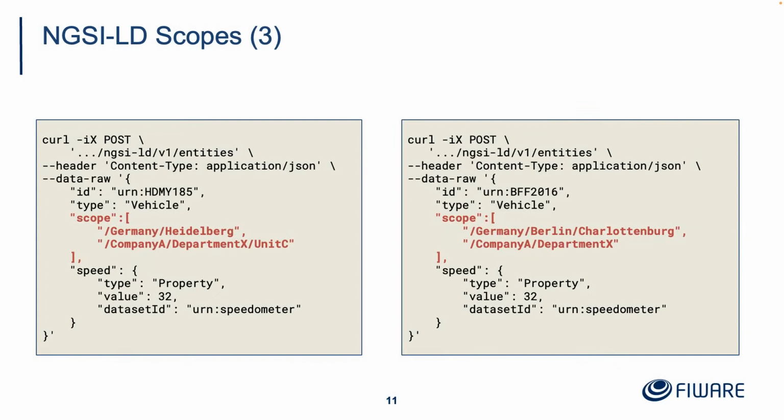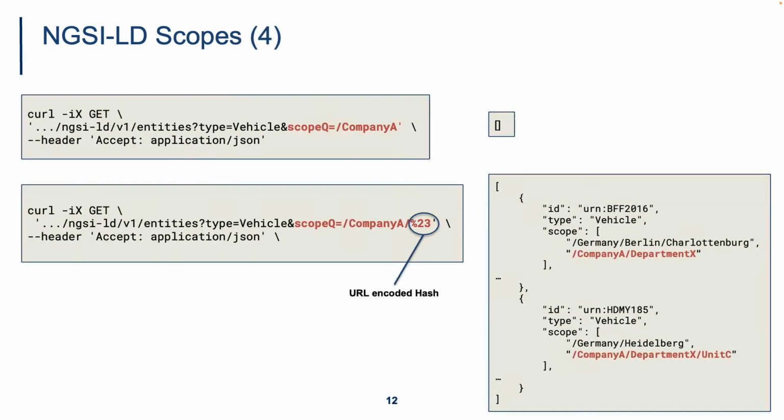You can see here when you are creating entities, you can just add scope like you add in ID or type. It is an optional parameter. If you don't need it, it will be the default scope, obviously, pretty much like the way the datasetId works. But you can see that you can add in multiple different scopes and multiple different locations for the same or different vehicles. When you are doing a request, you need to add in the scope parameter.